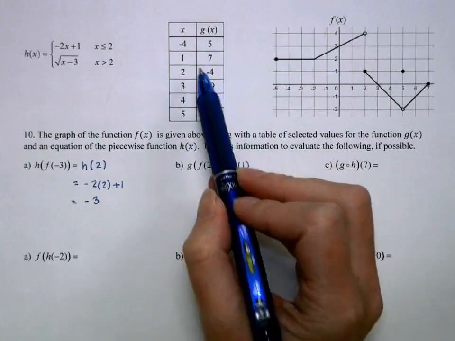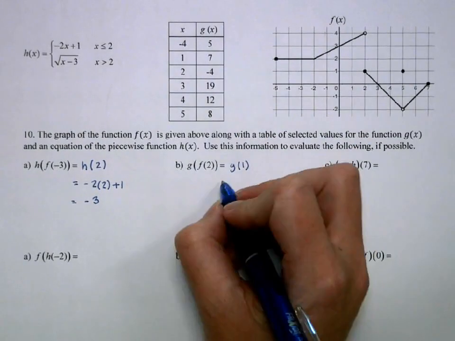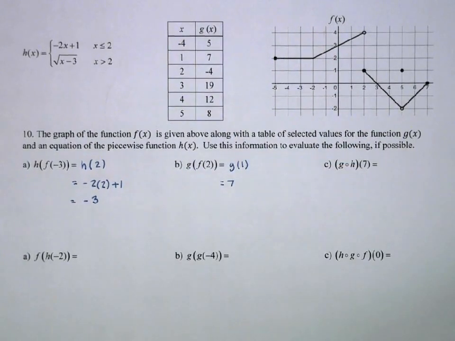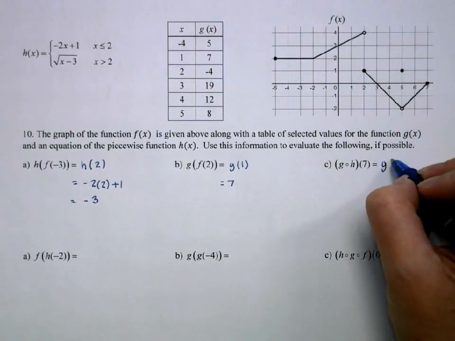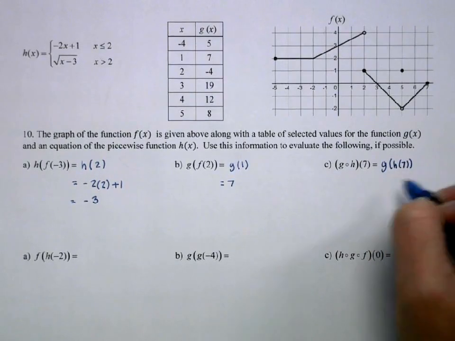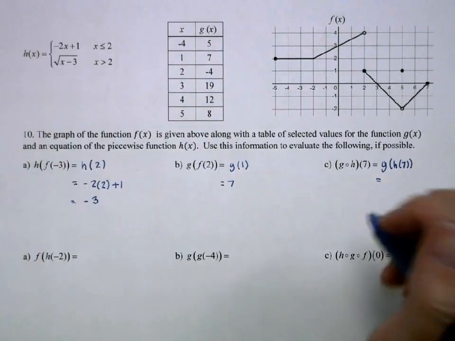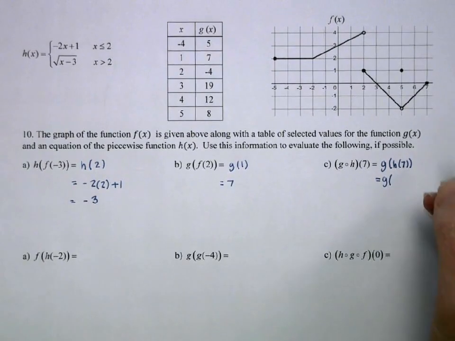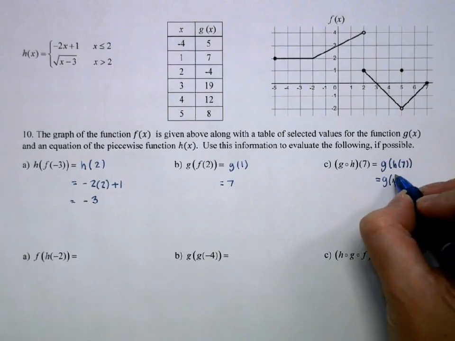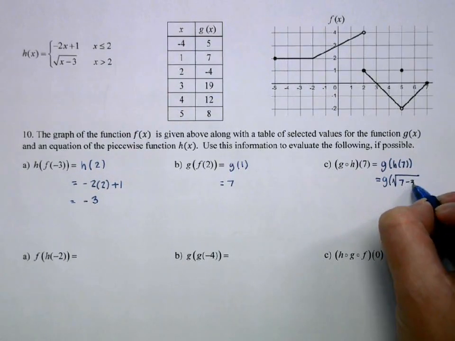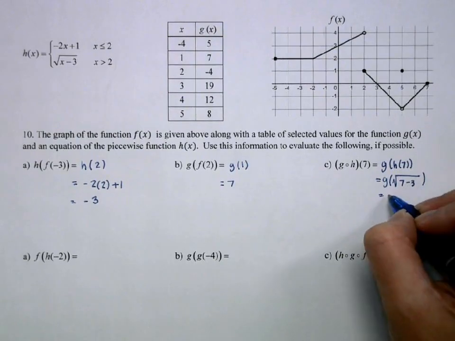Okay, this notation just means g of h of 7. So for h of 7, we're going to plug 7 into the root equation there. That gives me the square root of 4, which is 2. And then I go to my table, and 2 gives me negative 4.